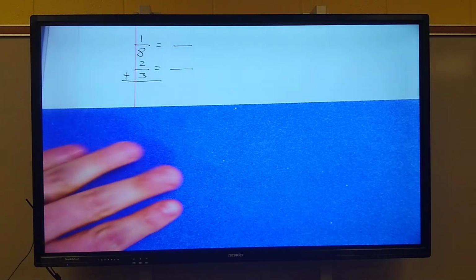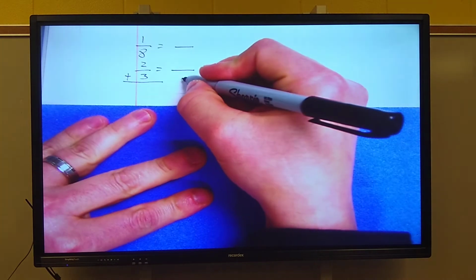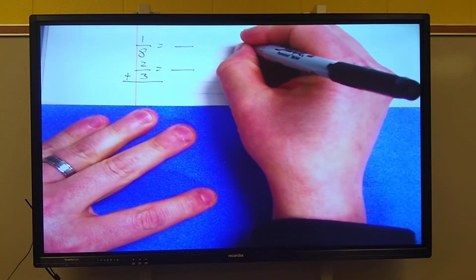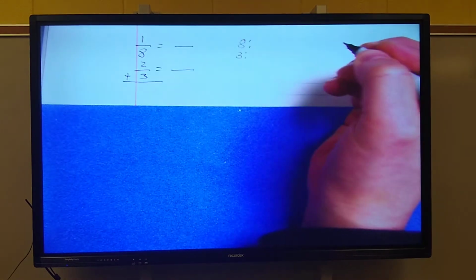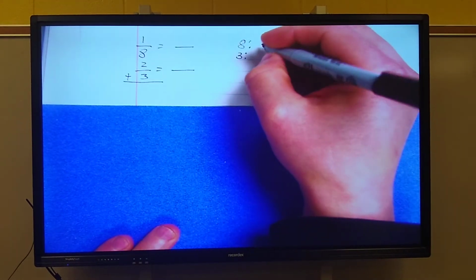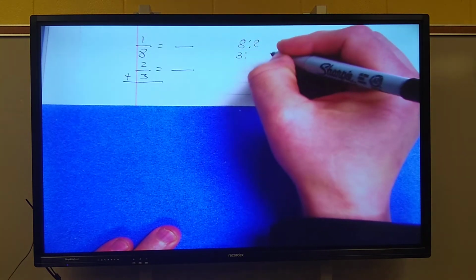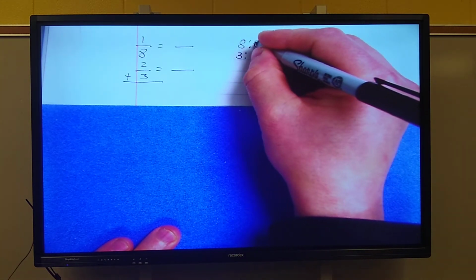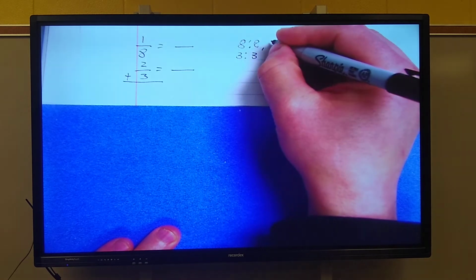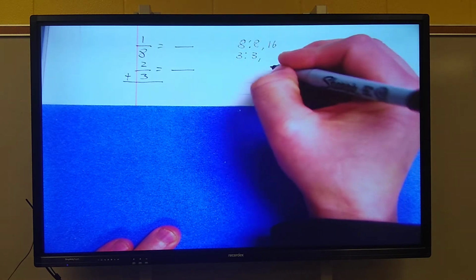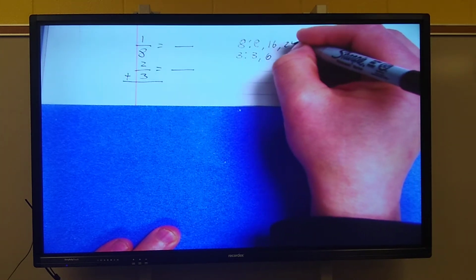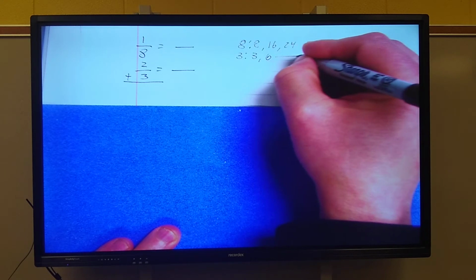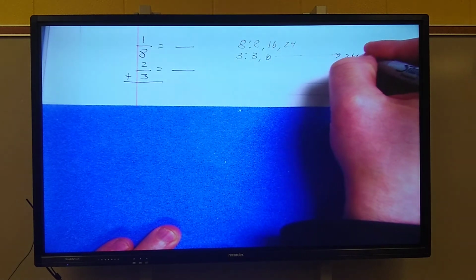Step number 1, line them up vertically. Step number 2, find the least common denominator. Take your denominators and find your least common multiples. 8 times 1, 8. 3 times 1, 3. 8 times 2, 16. 3 times 2, 6. 8 times 3, 24. Now, listen very carefully. I'm going to move on up to 24 here.